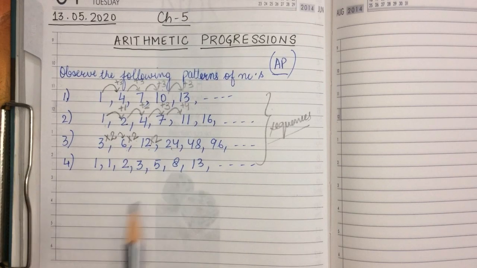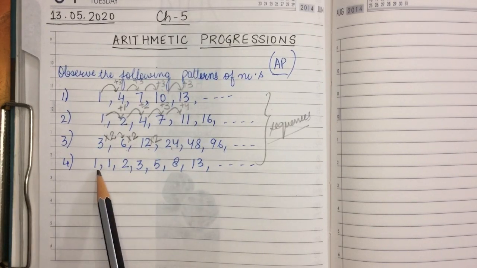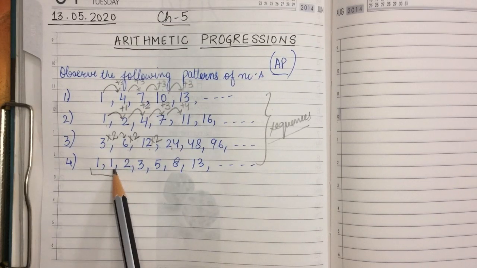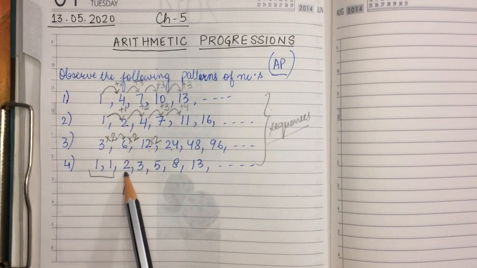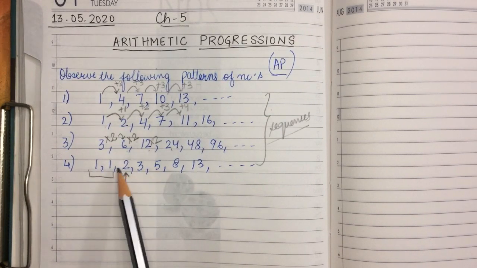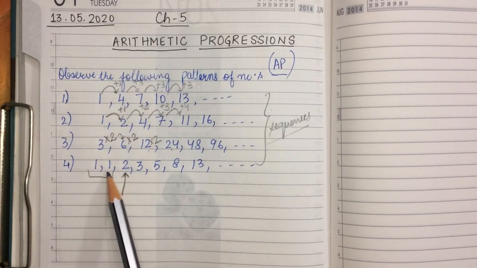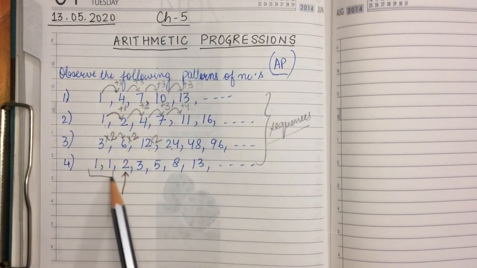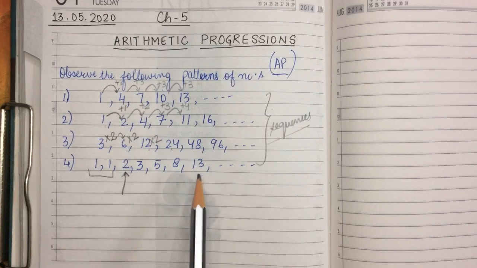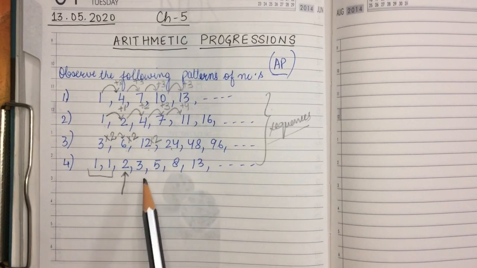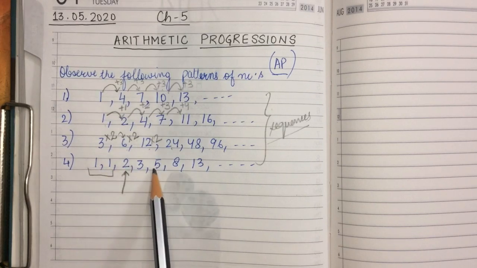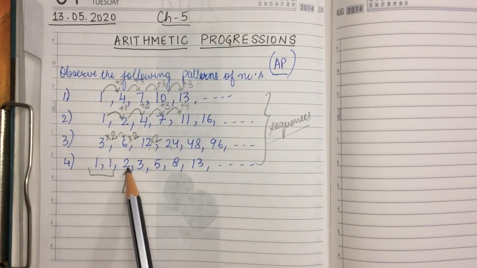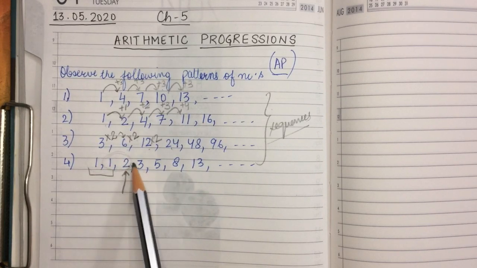Looking at the fourth sequence, if we ignore the first two numbers, starting from here, what you will observe is that this number has been obtained by adding the previous two. So except for the first two, all the numbers have been obtained by adding the previous two numbers. So 2 was obtained by adding 1 and 1. Then 3 was obtained by adding the previous two, these two. So these two added together give you 3.